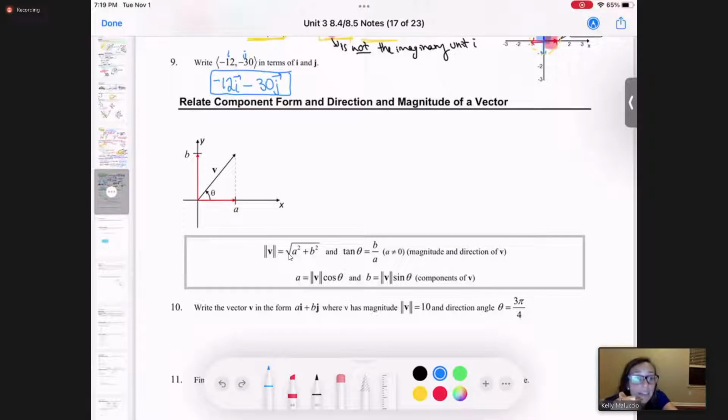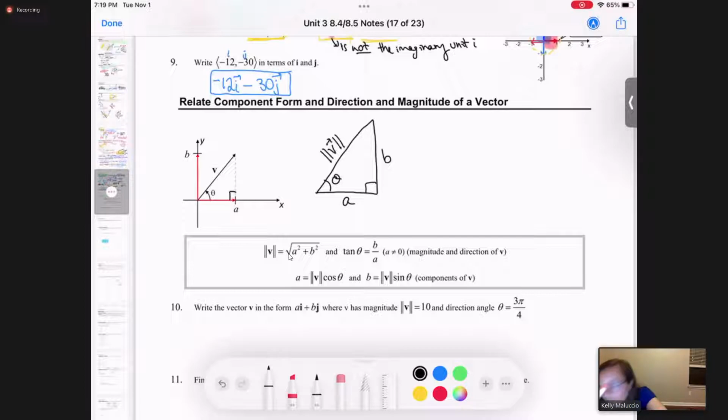So now we want to relate this component form that we've learned, and then the direction and magnitude of a vector, right? So they're showing this graph here, and I'm going to redraw the triangle for myself. If I have this is theta, I have this right angle, right? So pretend this is here. This distance is a or x, this distance is b or y, and this distance, the hypotenuse, is the norm of v, the magnitude. Norm is kind of the same thing.